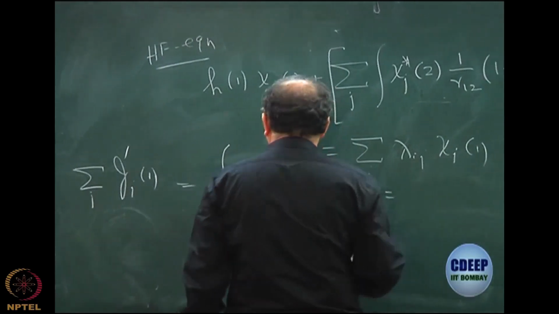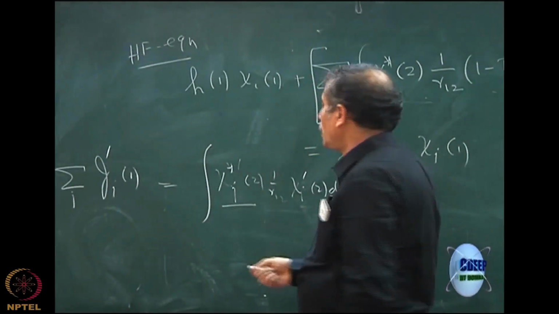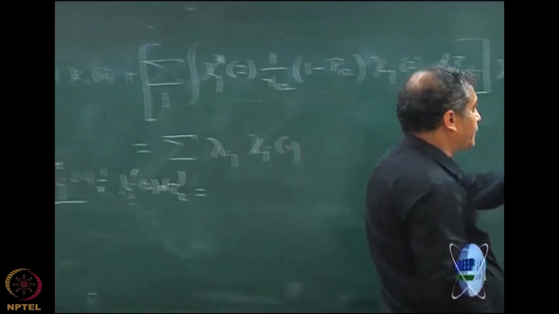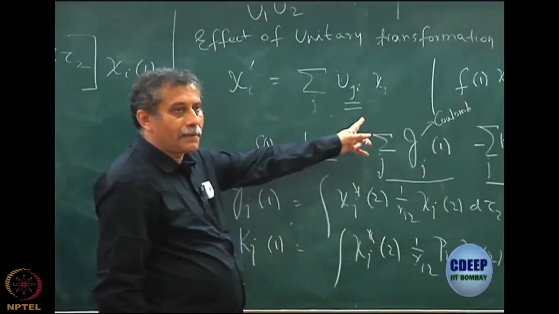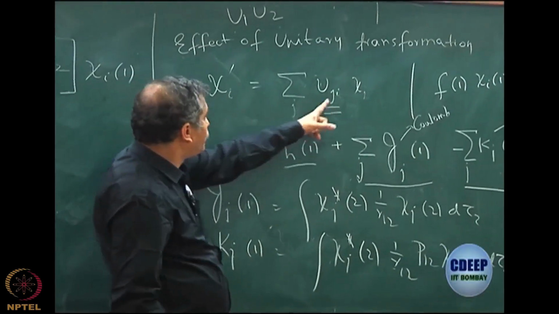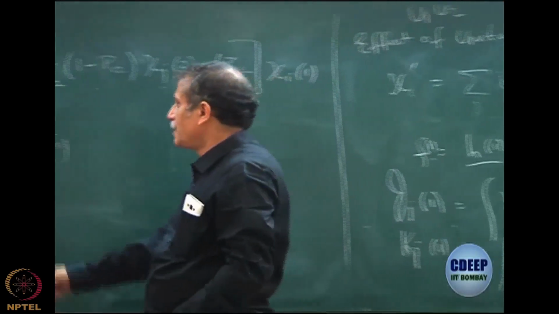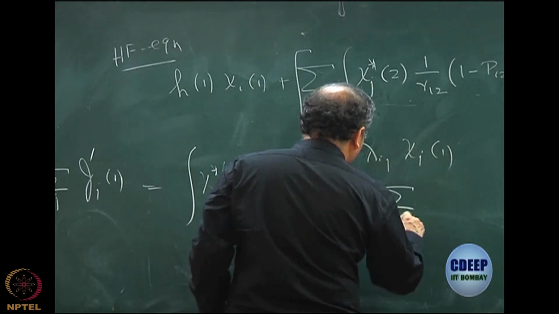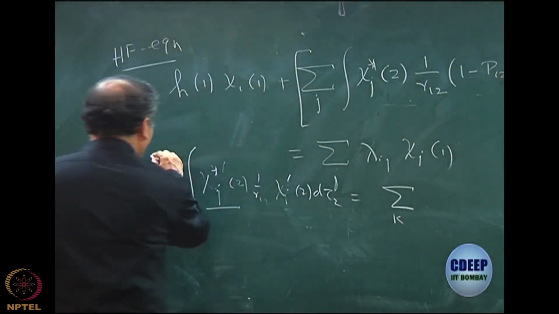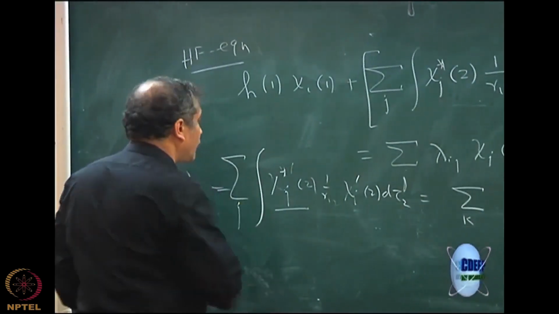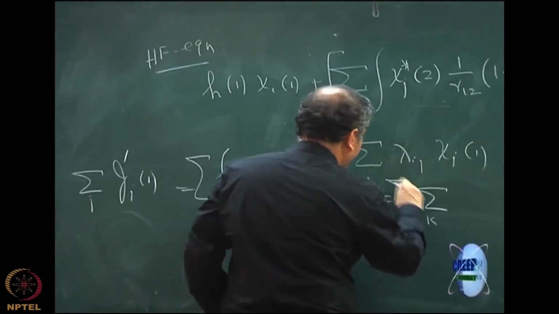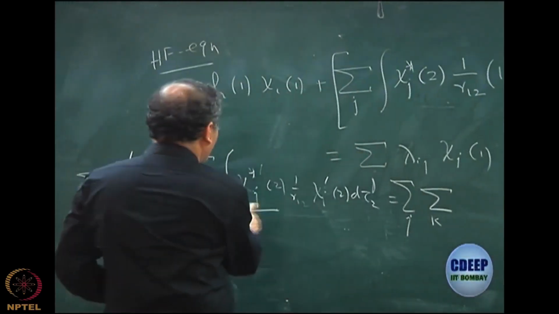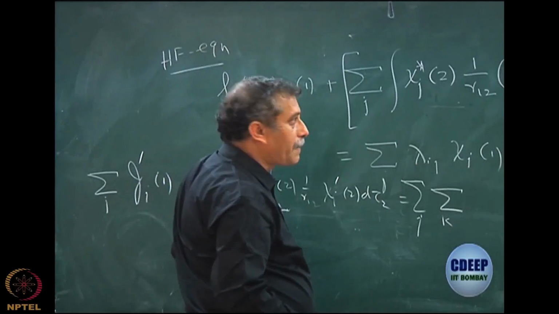So now we can write this. To write this, what do I do? I will bring in a new dummy index. So again remember, chi i was sum over j u ji chi j. So now what I am going to write is chi j star 2. So let's bring in a dummy index k. There is a sum over j, so sum over j is already here. Now I bring in a dummy index k to expand this.